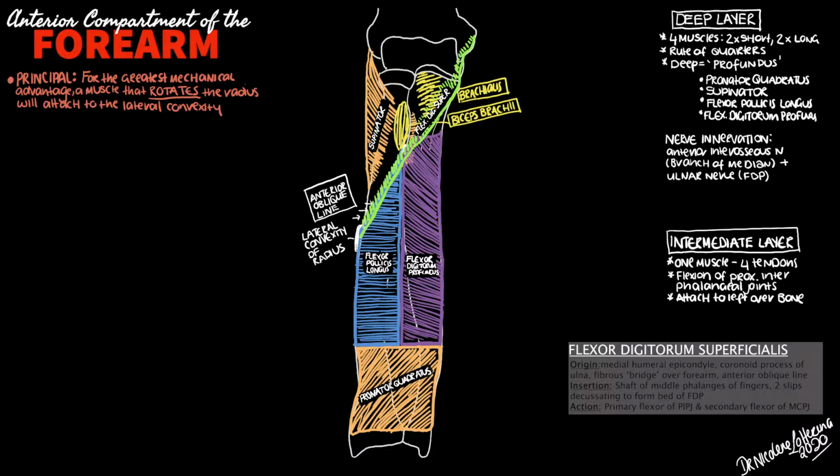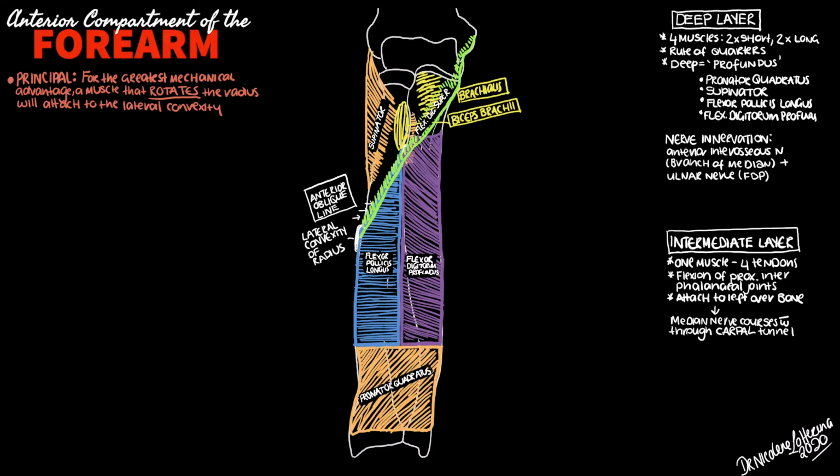And like before, we mentioned that there's an important structure running through or coursing with this layer, which is going to be the median nerve. So the median nerve specifically, as well as the ulnar artery, will pass deep to the flexor digitorum superficialis between the two heads. And it's going to be the median nerve that then courses through the carpal tunnel along with the tendons of this particular muscle.